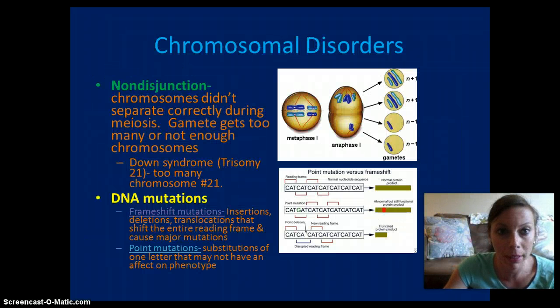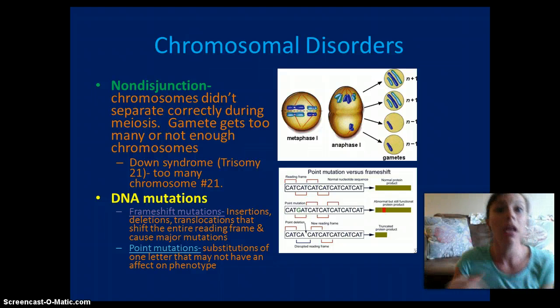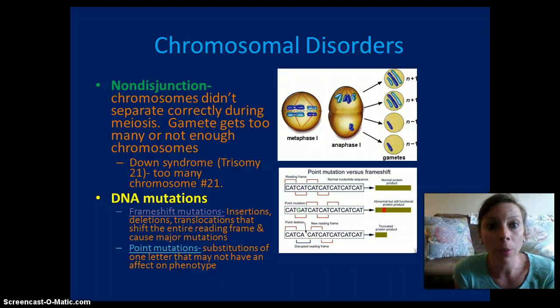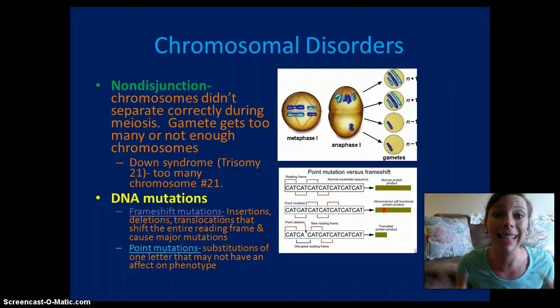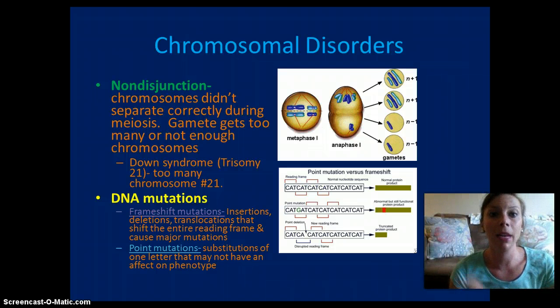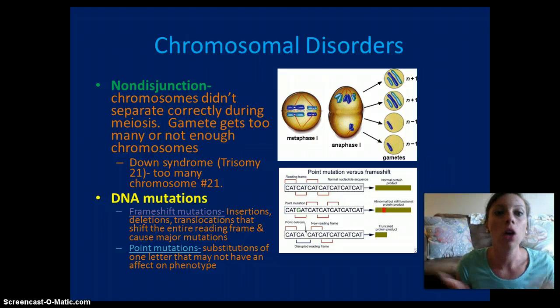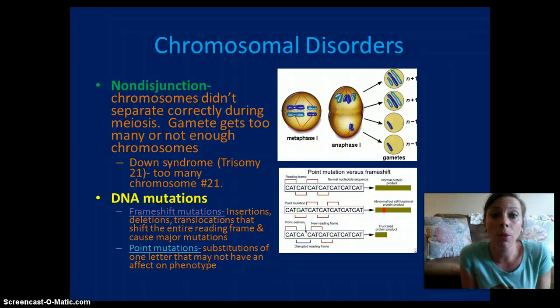Let's see if there's one more slide. Chromosomal disorders. So there are other chromosomal disorders, and this is caused by non-disjunction, which occurs during meiosis when the chromosomes didn't separate properly. So the gametes get too many or too few chromosomes. An example of this would be Down syndrome, which is trisomy 21. There are too many chromosomes on the 21st pair, so they have 3 on the 21st.